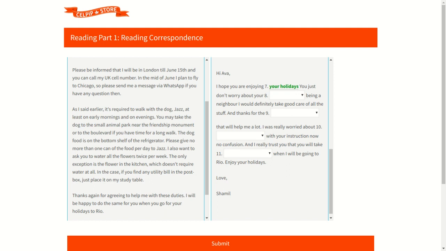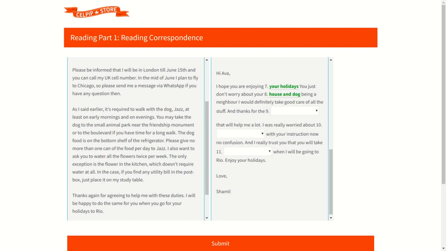Our 8th question is, you just don't worry about your. Here we have 4 options. Number 1, house and dog. Number 2, parcels. Number 3, money. And number 4, mother. Here, our first option is correct, as Shamil assured that she will take care of Ava's house and dog. So according to this, our first option is correct.